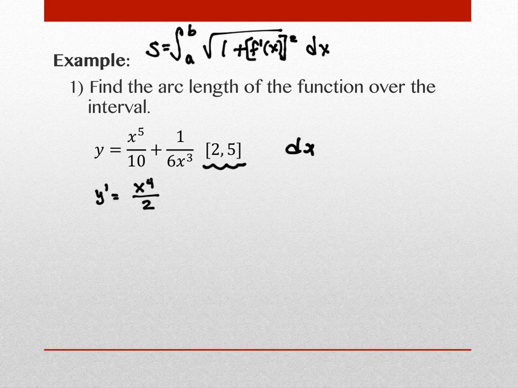The other part, in fact, I'm going to rewrite before I even begin. So this would be 1/6. Don't go moving the 6th. And this is x to the negative 3, right? So what's the derivative? What's the derivative of 1/6 x to the negative 3rd?